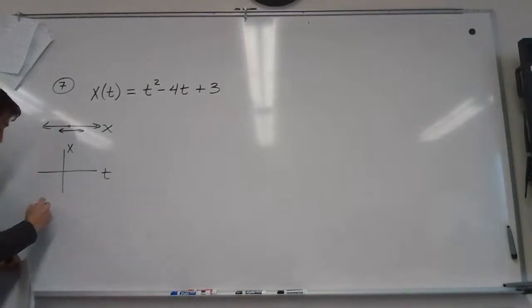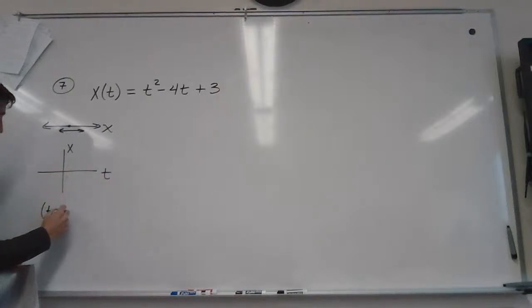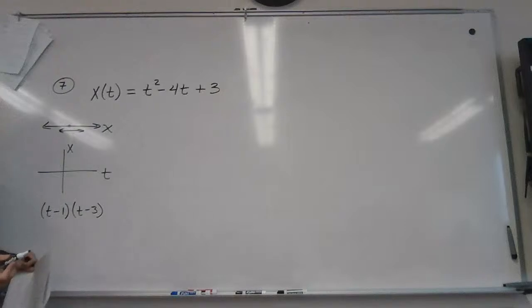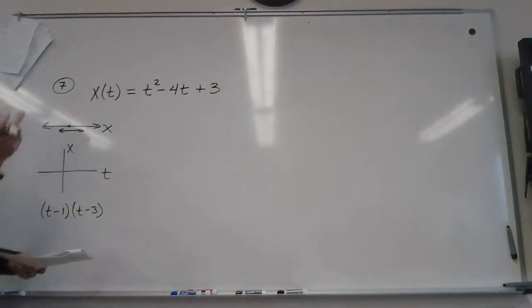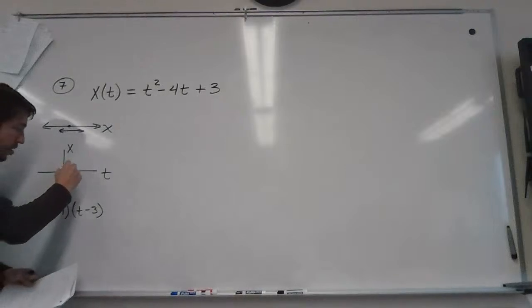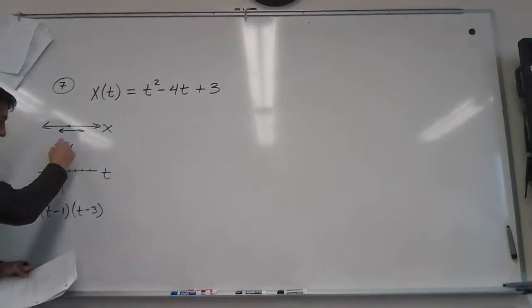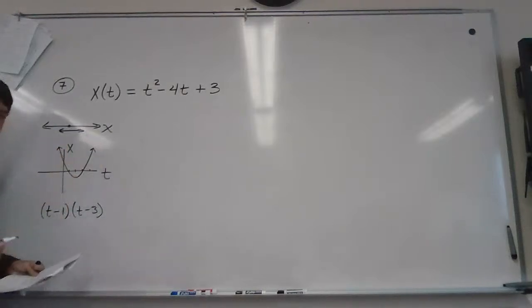Factor it, yeah. So it'd be t. Everyone agree with that? Factorization? I know it's a parabola, but I don't know exactly where it is. So if you factor it, you know it's a parabola that crosses at 1 and 3, right? Everyone cool with that?